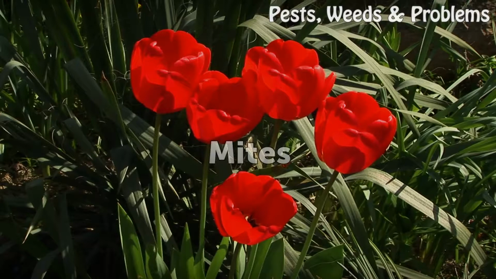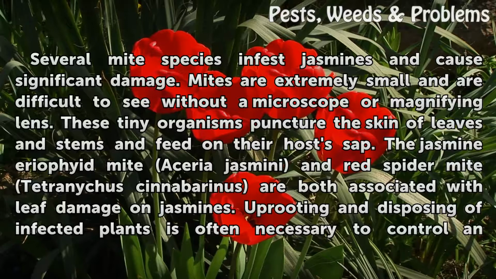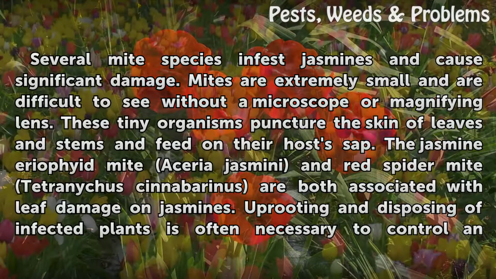Mites. Several mite species infest jasmines and cause significant damage. Mites are extremely small and are difficult to see without a microscope or magnifying lens. These tiny organisms puncture the skin of leaves and stems and feed on their host's sap.